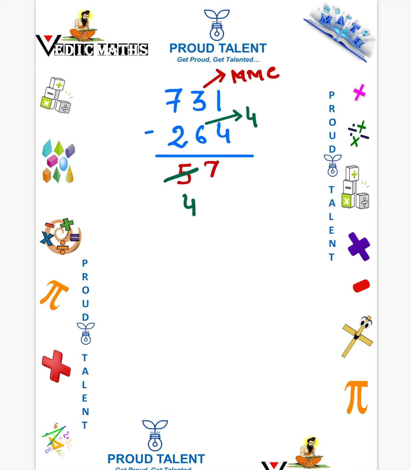So I am writing here 7, but again the next pair, this pair, is also a mismatch combination. Then we have to cut this 7 also and write here 6. Lastly, what is the complement of 4? Complement of 4 is 6. So 6 plus 1 is 7. So finally 467 will be our answer.